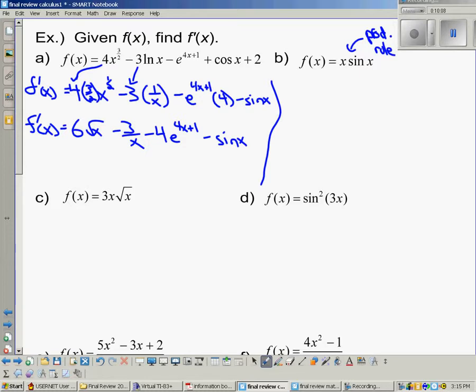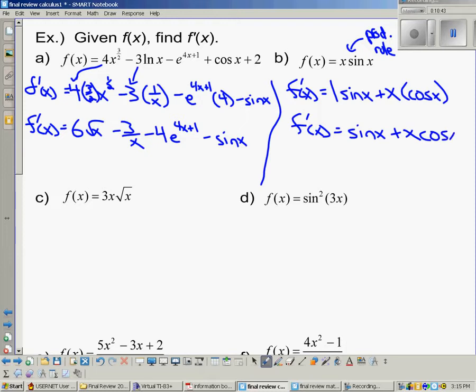So, product rule is essentially derivative of the first times the second plus first times derivative of the second. So for us, that's going to be derivative of x, which is just 1, times the second part, sine x, plus first part, which is x, times the derivative of sine x, which would be cos x. This should be f prime. So we get sine x plus x cos x. Just watch out for the product rule as you go along.